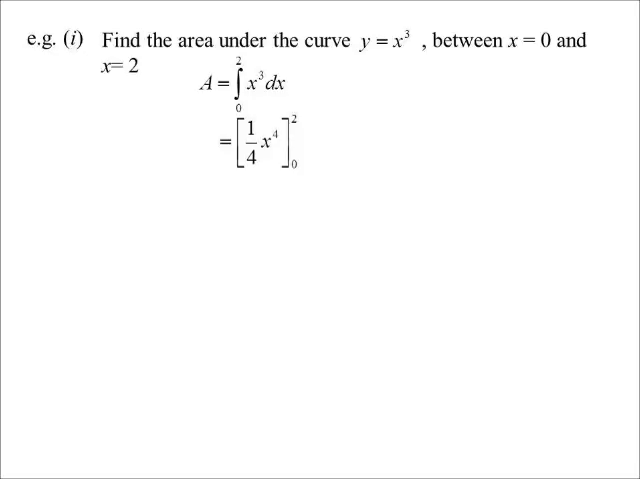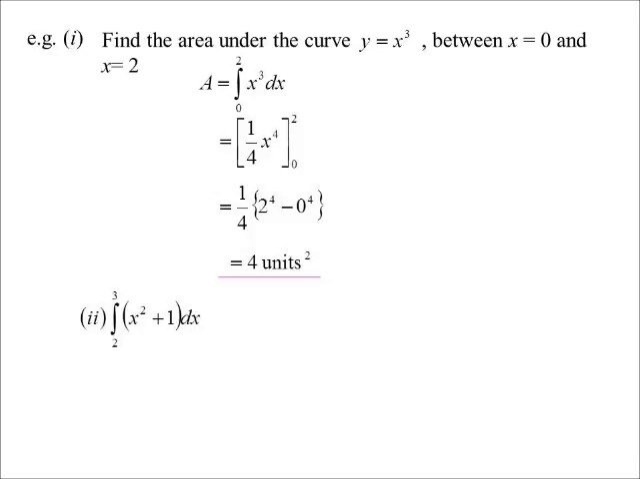We're going from 0 to 2. And now we substitute in. And we substitute in the top one first. So 2 to the power of 4 minus 0 to the power of 4. And indeed, there's the answer we were looking for. 4 units squared is the exact area.